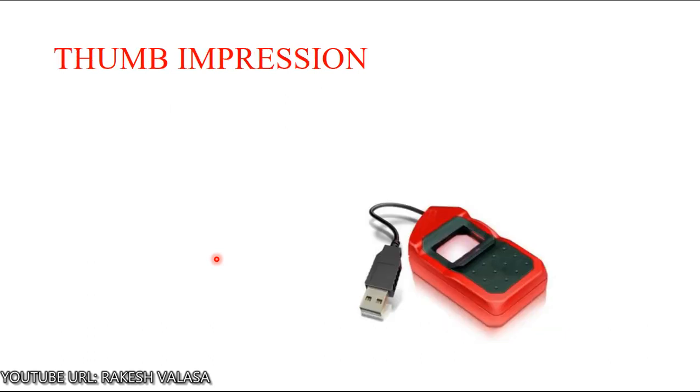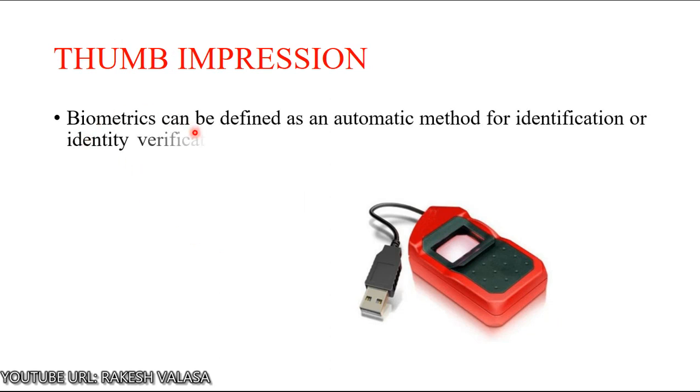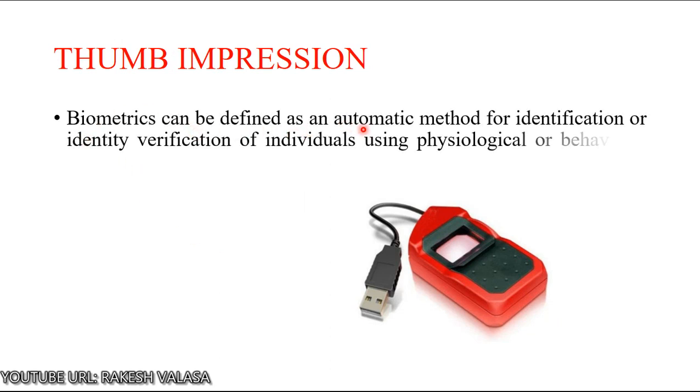Next one is thumb impression. Biometrics can be defined as an automatic method for identification or identity verification of individuals using physiological or behavioral characteristics.